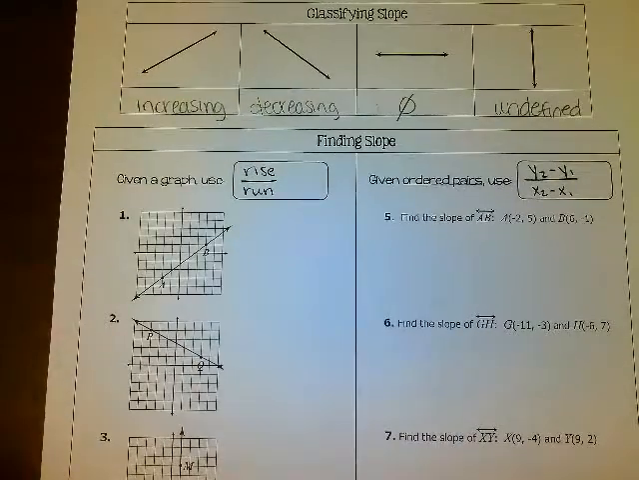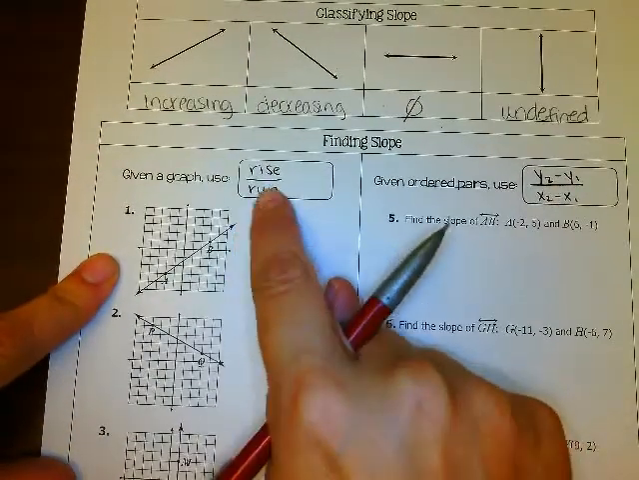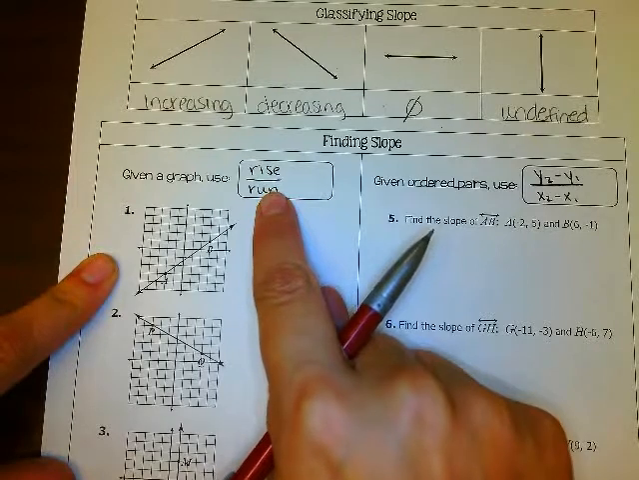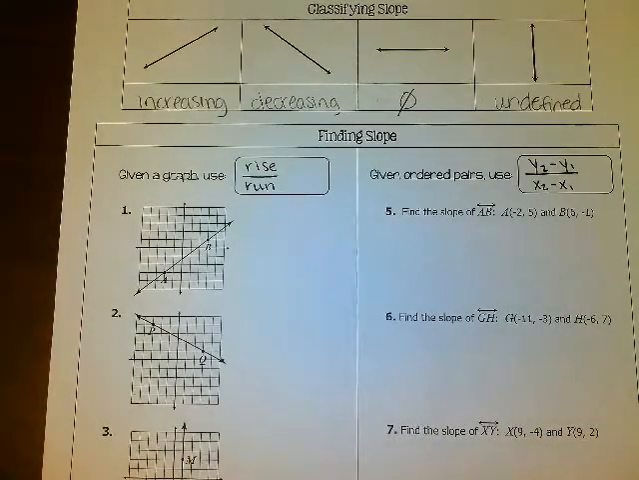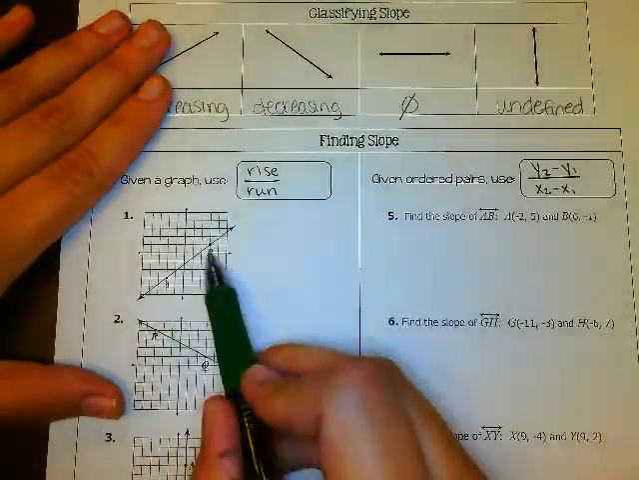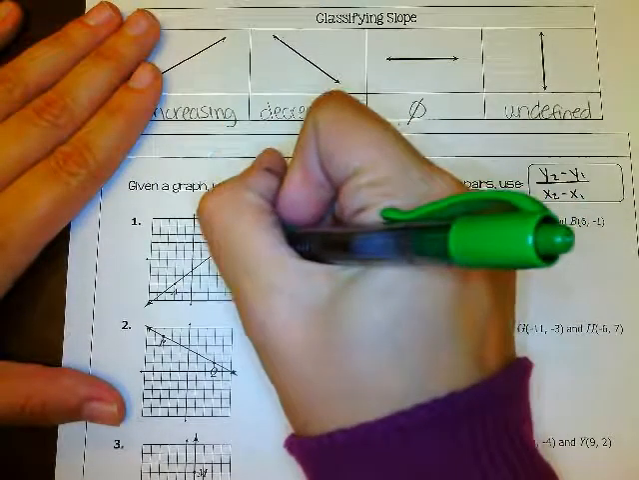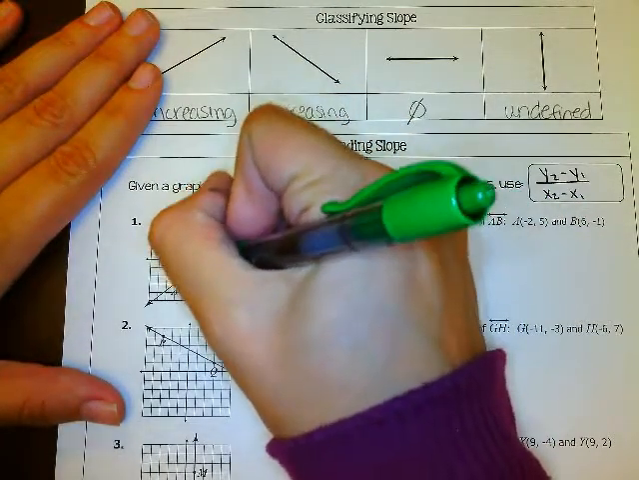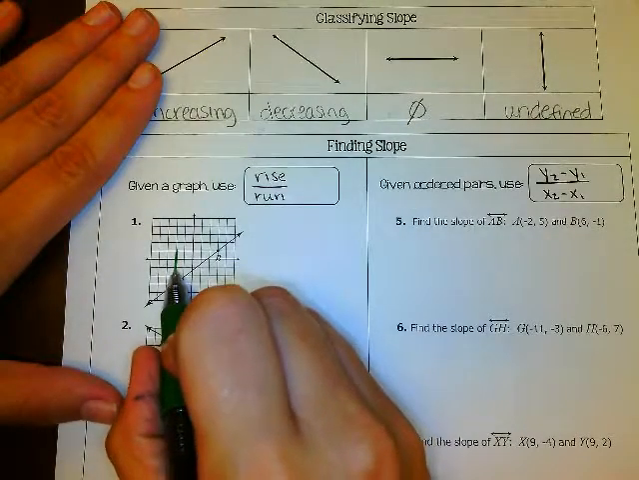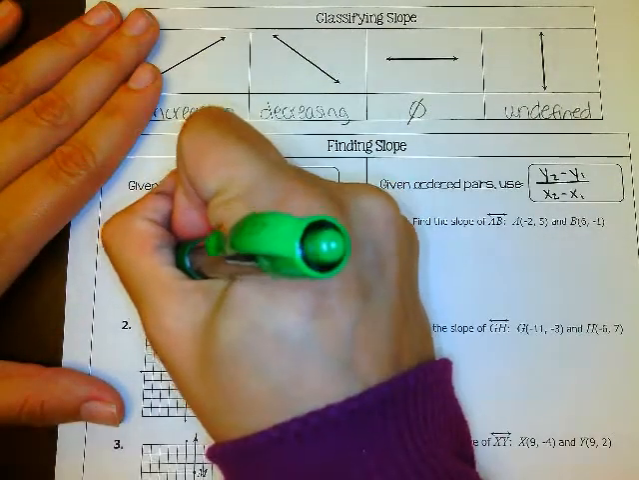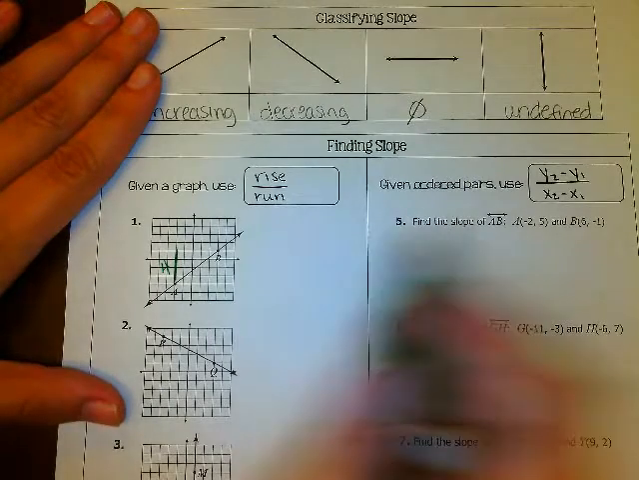Down here on the bottom, for the graphs, it'd probably be easiest if you use rise over run. For the ordered pairs, it'd be easiest if you use the algebraic formula. So I'm going to look from A to B. Well, I'm rising this much to get from point A to B. That's 1, 2, 3, 4. So I'm rising 4 units.